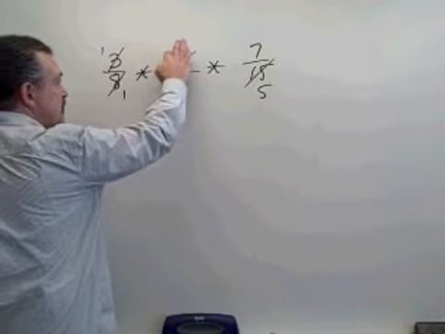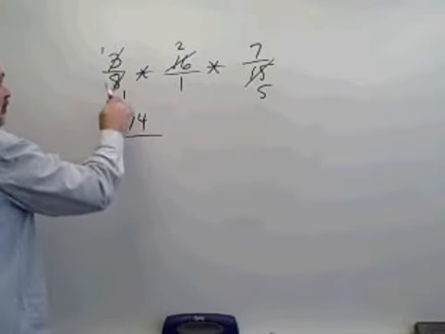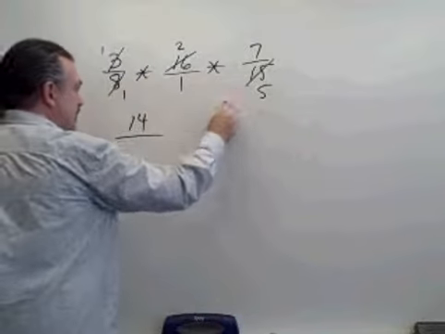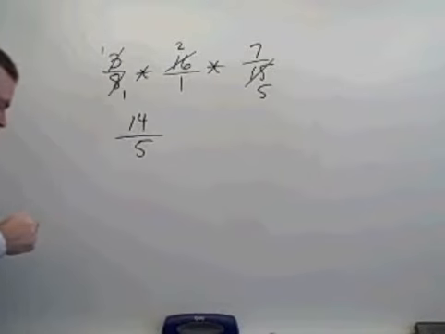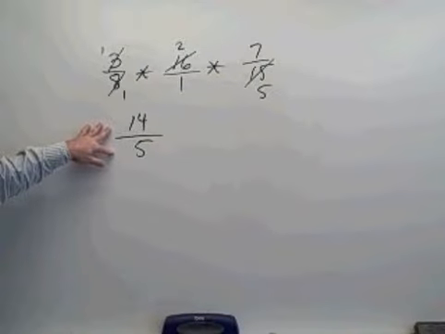1 times 2 is 2, 2 times 7 is 14, over 1 times 1 is 1, 1 times 5 is 5. And here we have our answer in fractional form as an improper fraction.